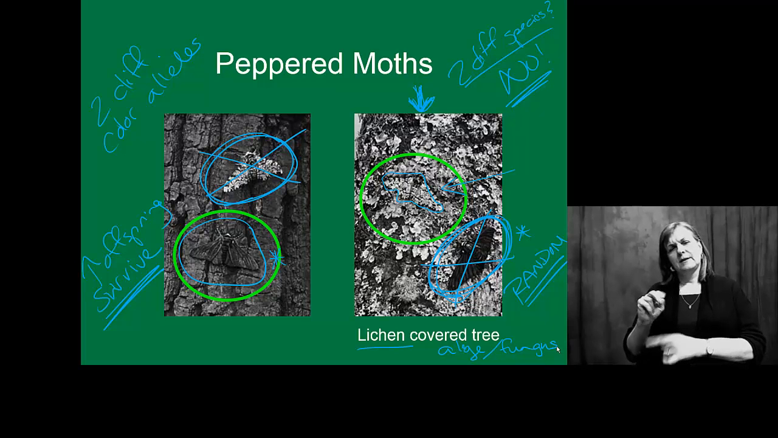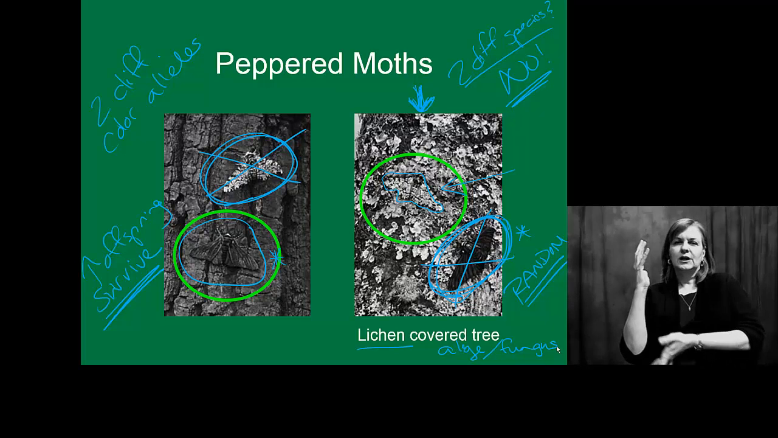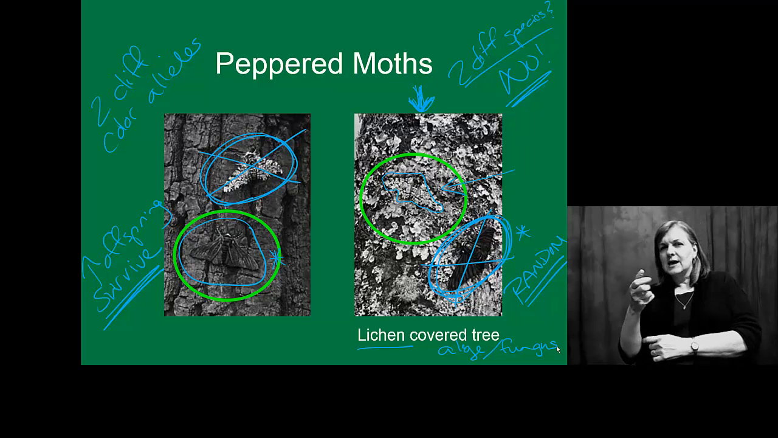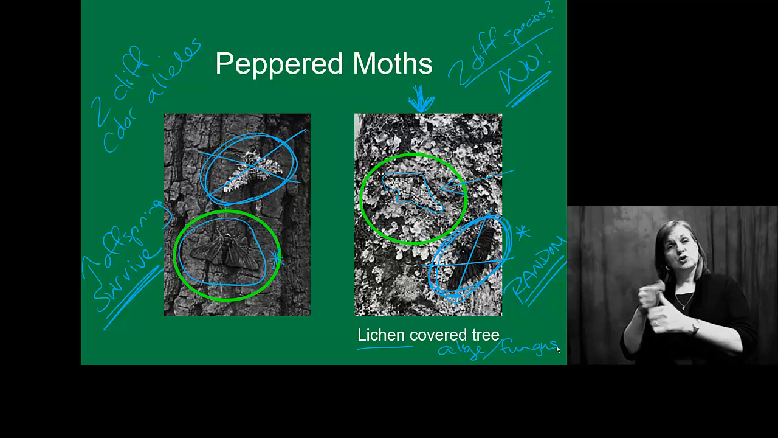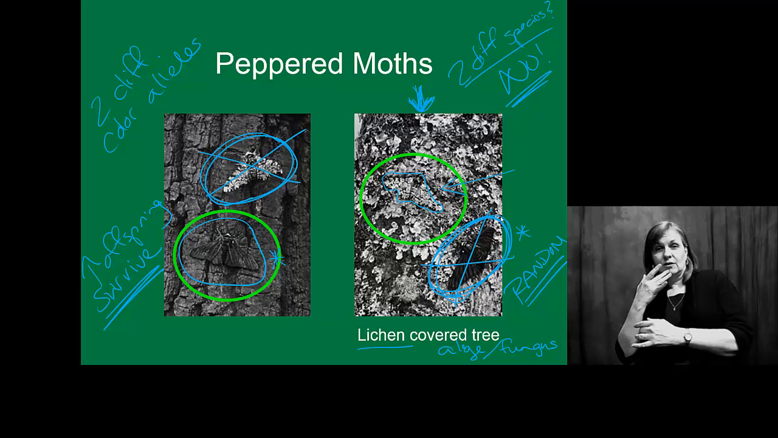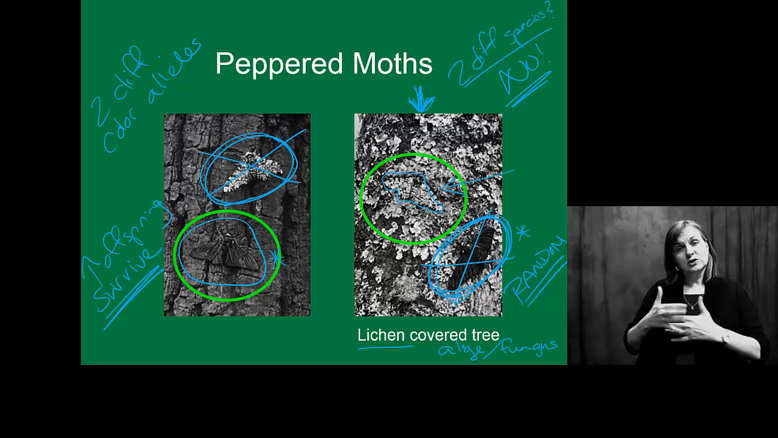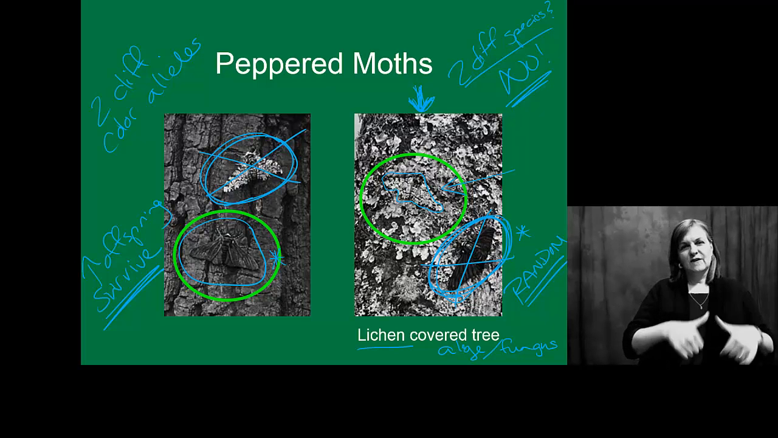Interesting organism in itself, but these lichen-covered trees were terrific for the original peppered moth coloration. But this alternate color pattern did very, very well later on. Why? Do you know?